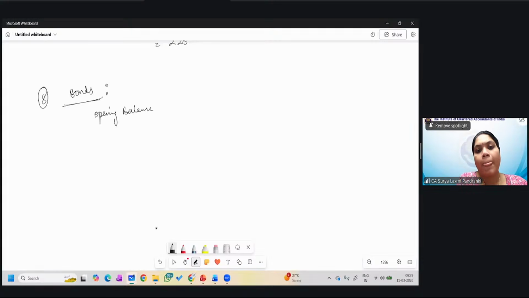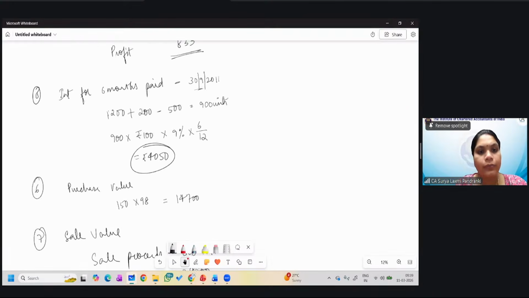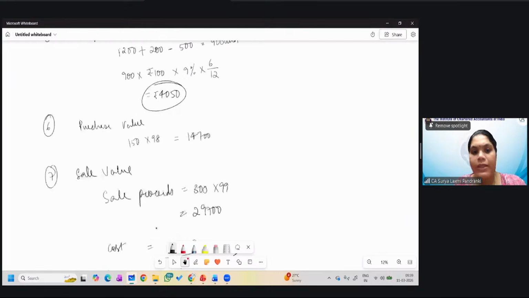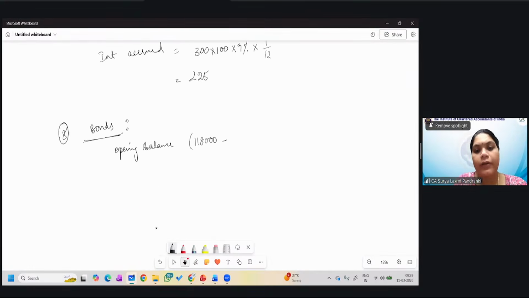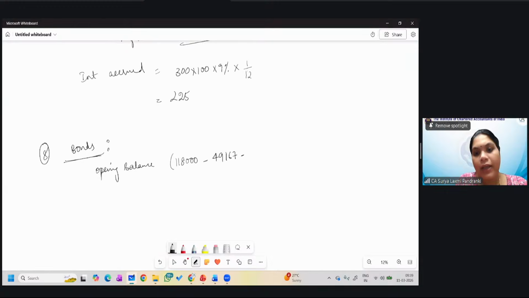Opening balance May. What is the cost that is remaining? 1,18,000 was the total cost. Initially, how much cost did we sell? We had a sale twice. 49,167 was sold once, correct? Later, the second sale was 29,500. Agreed, everyone?